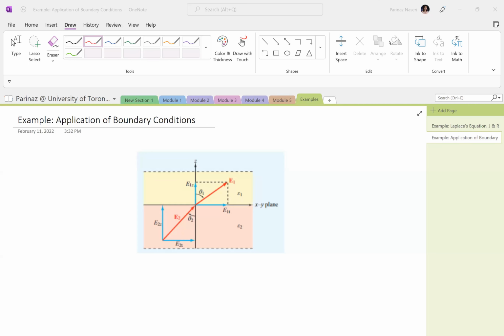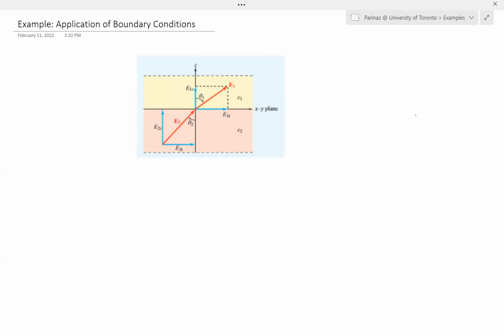Hi, everyone. So today we are going to look at the application of boundary conditions in electrostatics. Here, the question is asking us about this: this is medium 1, this is medium 2, and in medium 1 we have epsilon 1, which is epsilon r1 epsilon naught, and then we have epsilon 2, which is epsilon r2 epsilon naught.